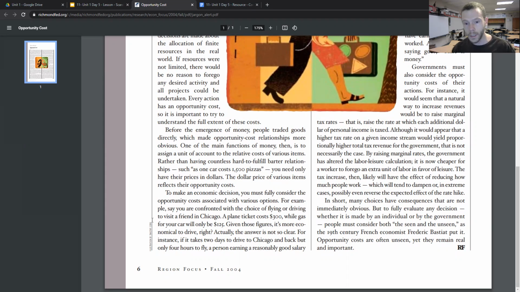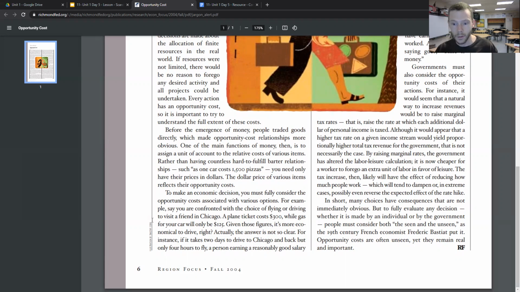So quoting the reading, to make an economic decision, you must fully consider the opportunity costs associated with various options. For example, say you're confronted with the choice of flying or driving to visit a friend in Chicago. A plane ticket costs $300, while gas for your car will only be $125. Given those figures, it's more economical to drive, right? Actually, the answer is not so clear.